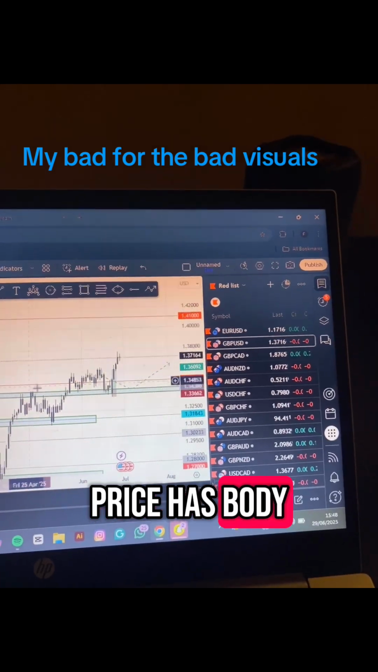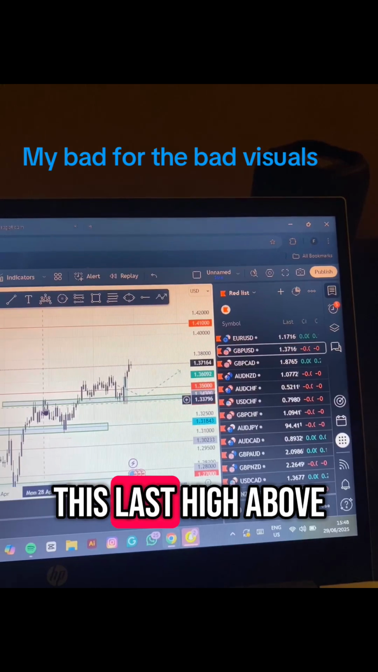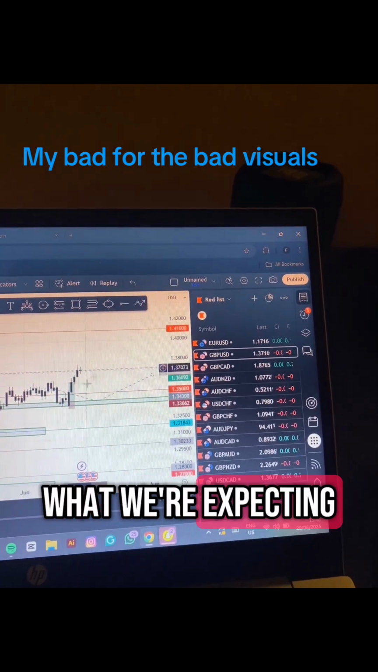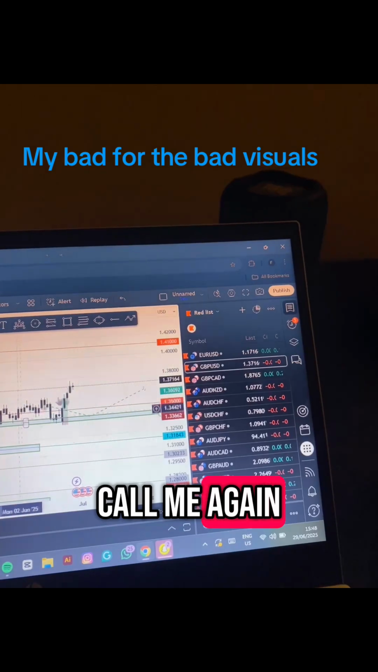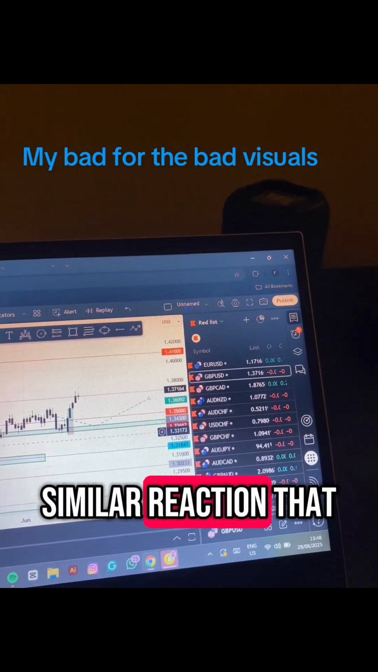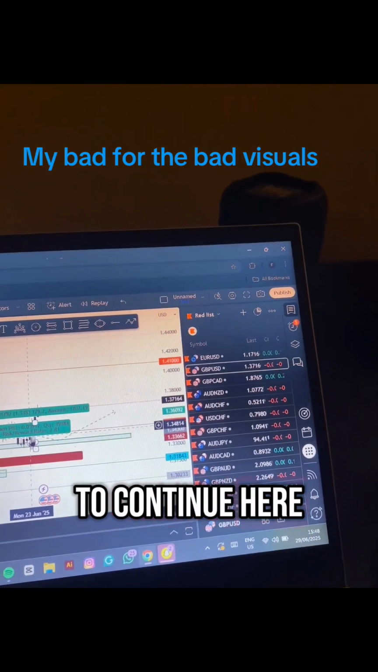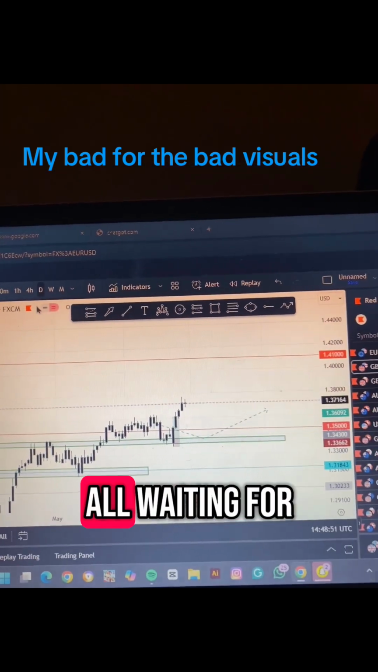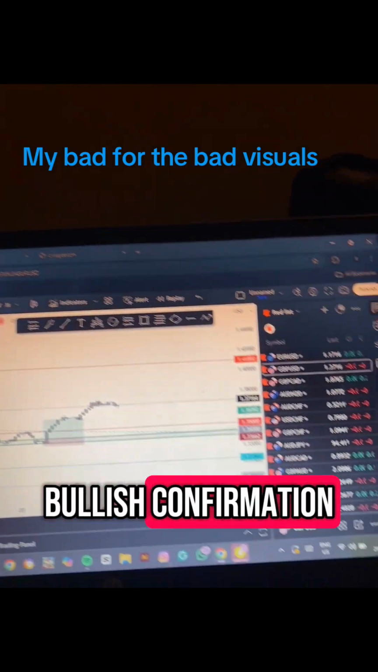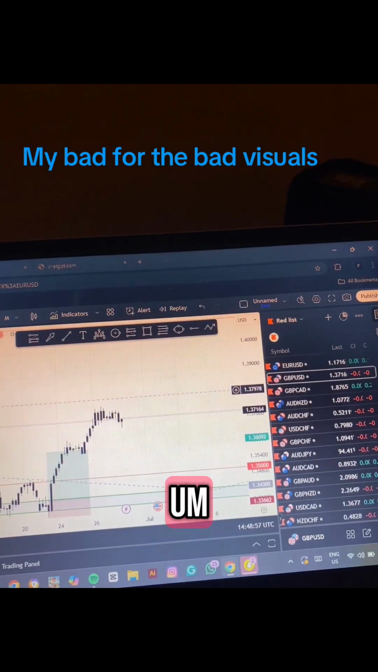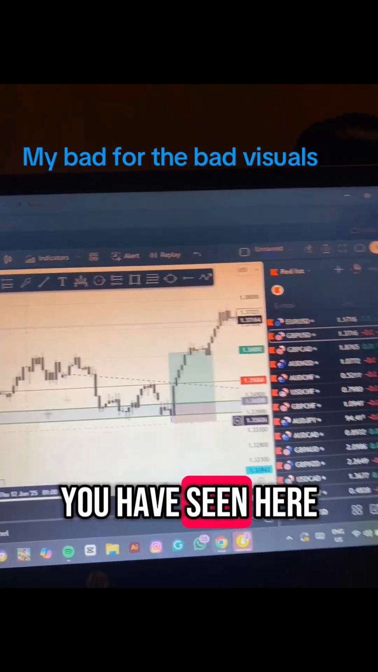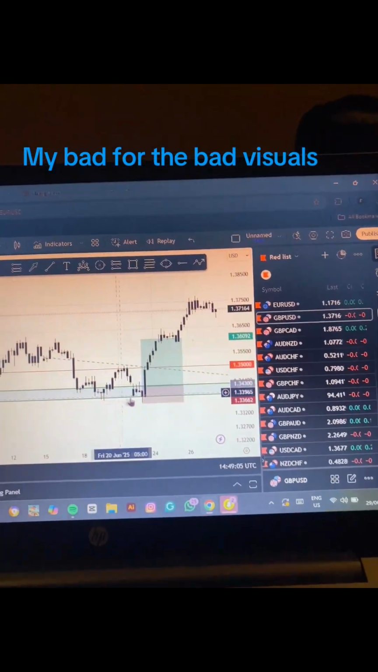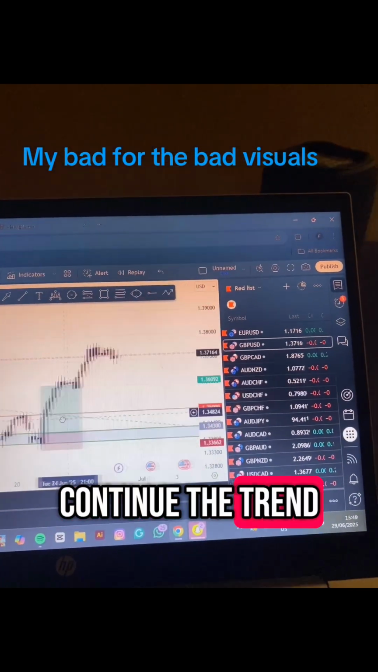Price has body closed above this last high about 7 to 8 times. So we're expecting price to come here again, then have a similar reaction to what it had about 5 times, to continue the bullish run. On the lower time frame, we're waiting for a bullish confirmation. After the little retracement you have seen here, you see the break of structure, price created somewhat like a double bottom, then pushed to continue the trend.